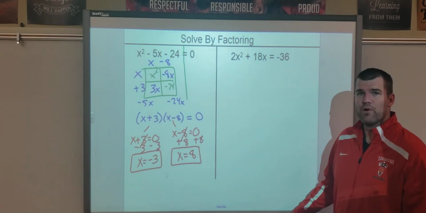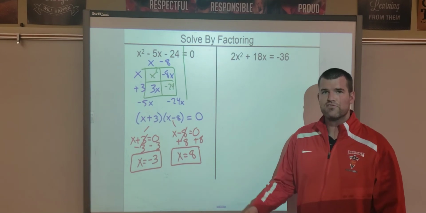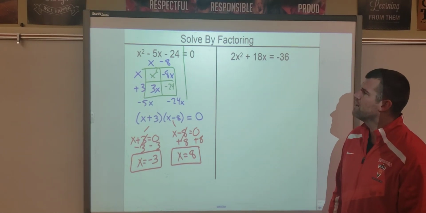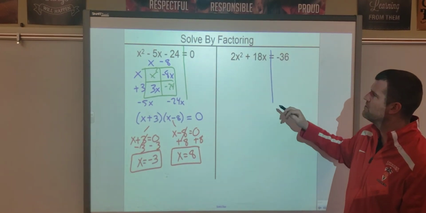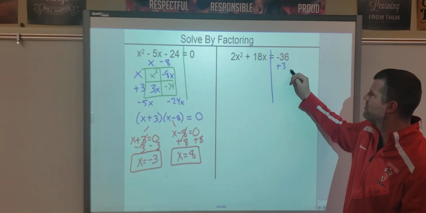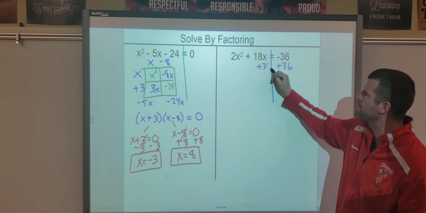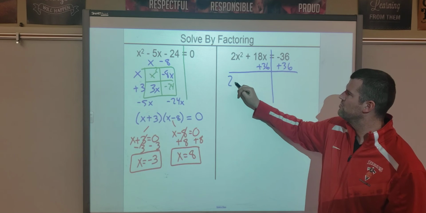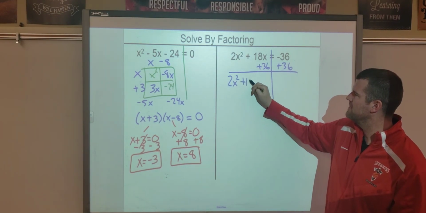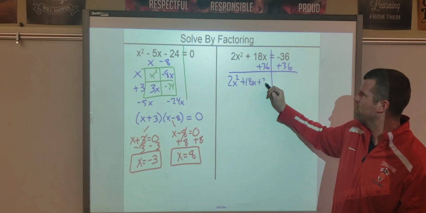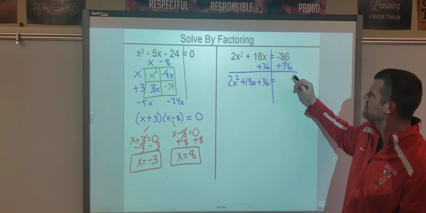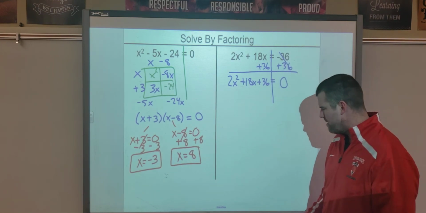This might be a little overwhelming, but hopefully the more you see it, the more comfortable you're going to get. This one, hopefully we recognize that it's not equal to 0, so we need to add 36 to both sides. Gives me 2x squared plus 18x plus 36 equals 0. Then we go to factor.